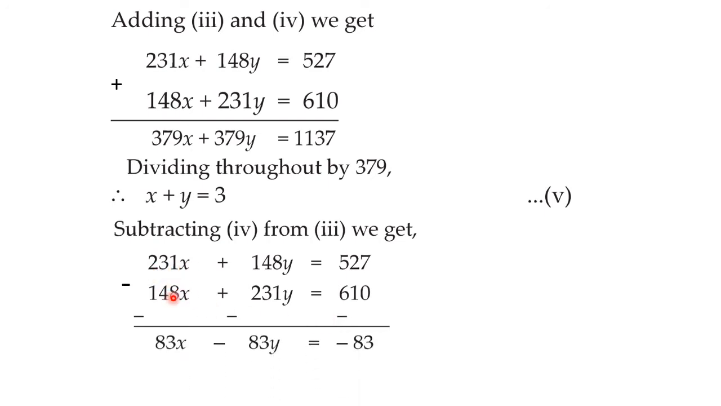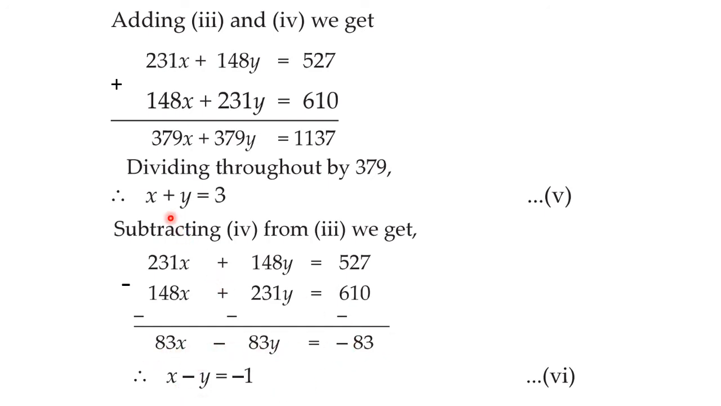231x minus 148x, if you subtract, you will get 83. So what is the new equation here? 83x minus 83y is equal to minus 83. Don't make a mistake here. 148 is a bigger number and it is negative, that is why here we have got minus 83. We always give the sign of the bigger number when we subtract two numbers. Again, all these three numbers are divisible by 83, and we will get the simple equation x minus y is equal to minus 1 when we divide by 83.